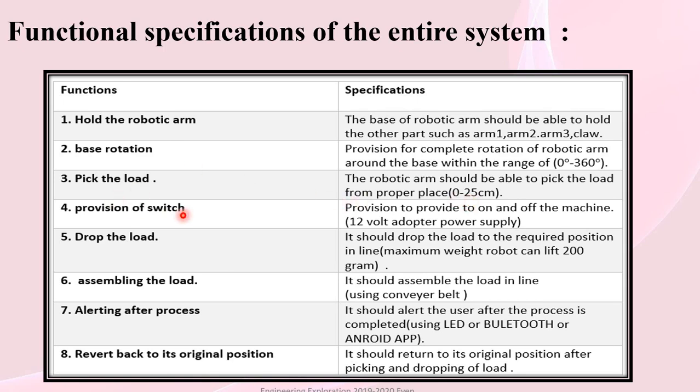And provision of switch, provision to turn the machine on and off, that is 12 volt adapter power supply. Drop the load: it should drop the load to the required position in the line. Maximum weight the robotic arm can lift is 200 grams. Assembling the line: it should assemble the load in the line using a conveyor belt. Reverting back to its original position: it should return back to its original position after completing the process.